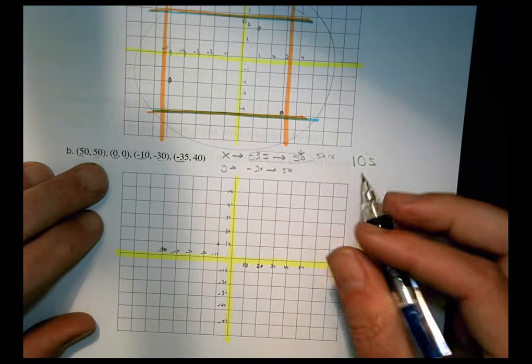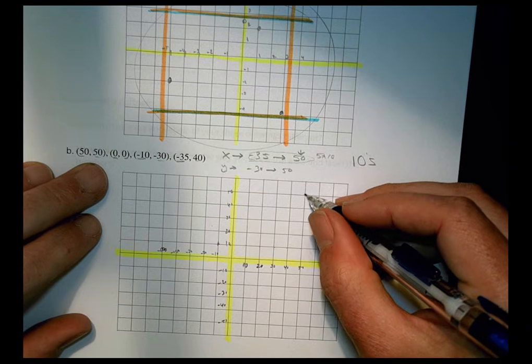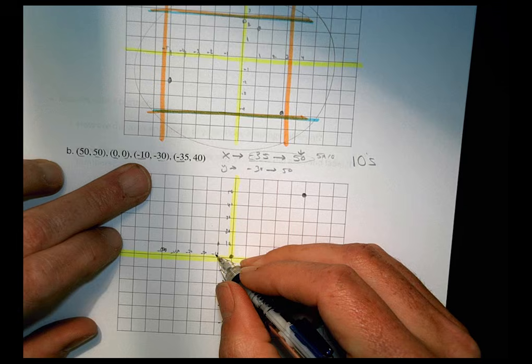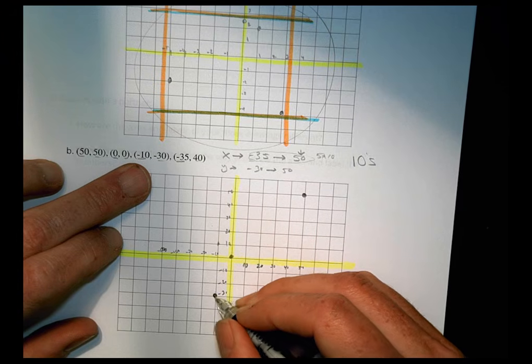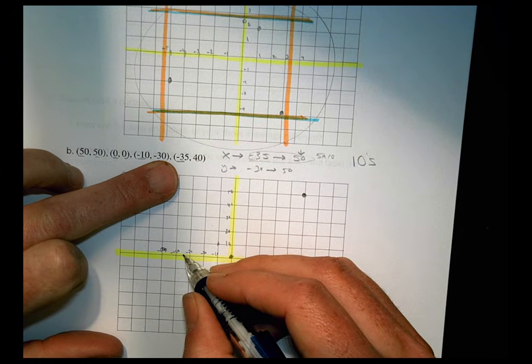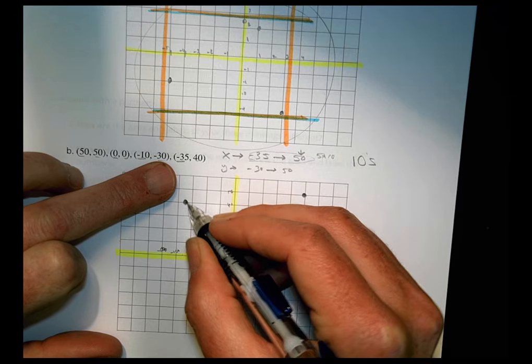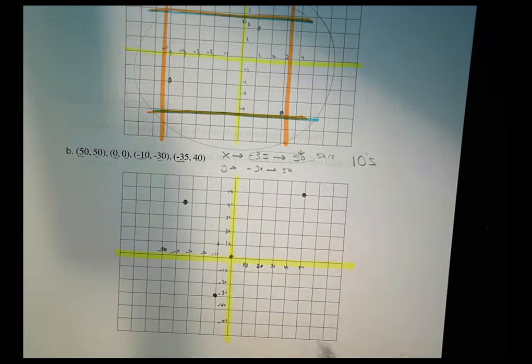Alright, so my first point is at 50, 50. So you can plot that right there. I have a point at 0, 0, -10, -30, so there. And then -35, so halfway between 30 and 40, right there. So I can definitely get all those points plotted just like that. Not a problem at all.